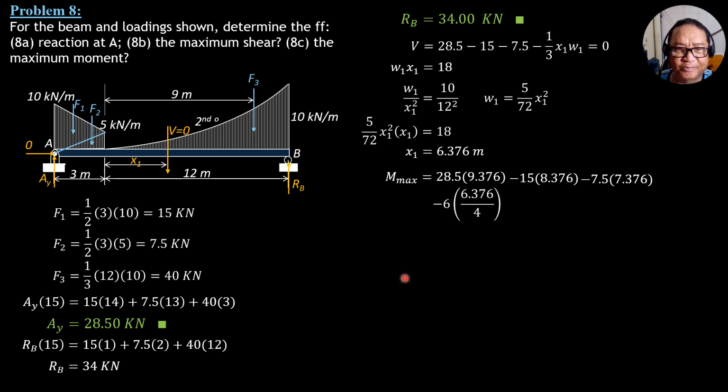And that's the maximum positive moment. So the maximum positive moment, therefore, is equal to 76.69 kilonewton meter.